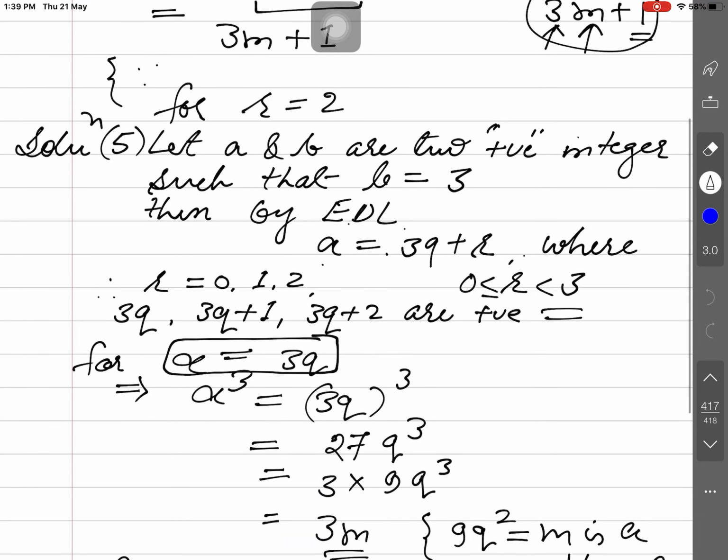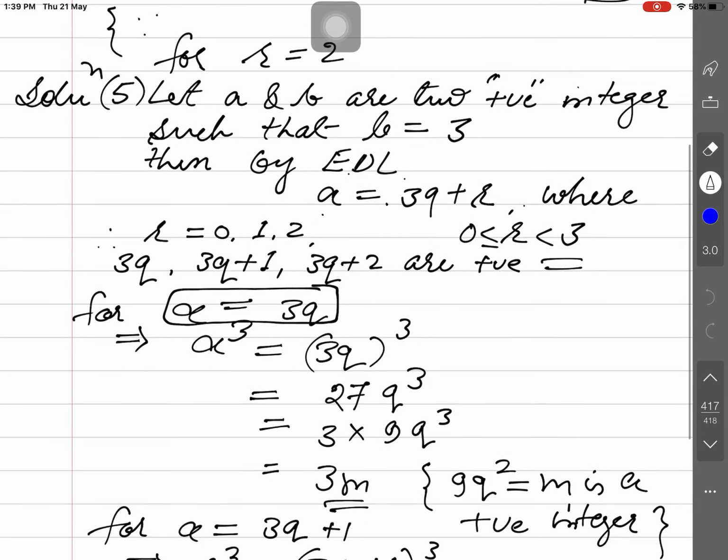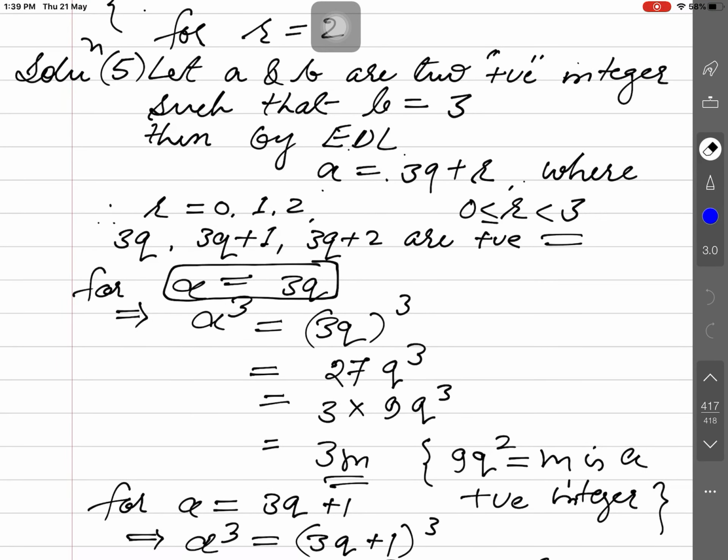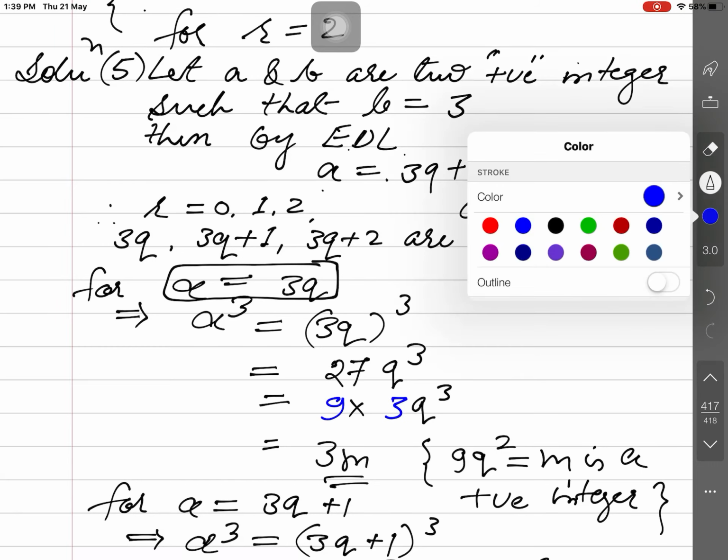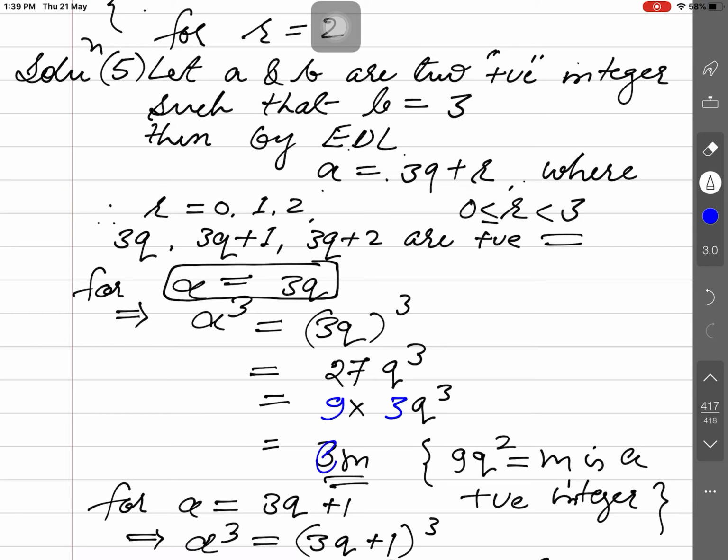Here, for 3 is equal to cube, here you may see this 9. This is to be 9. It is to be written here, and here is to be written 3. Okay. So this will be of what form? Please tell me. 9m form. Okay. It's 9m form. Okay.